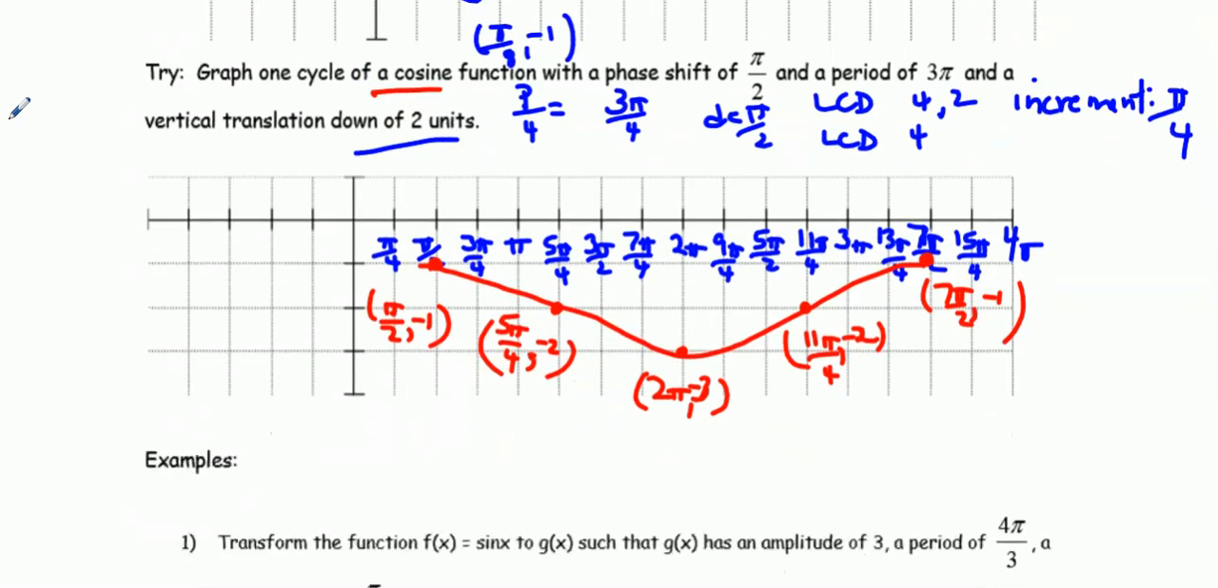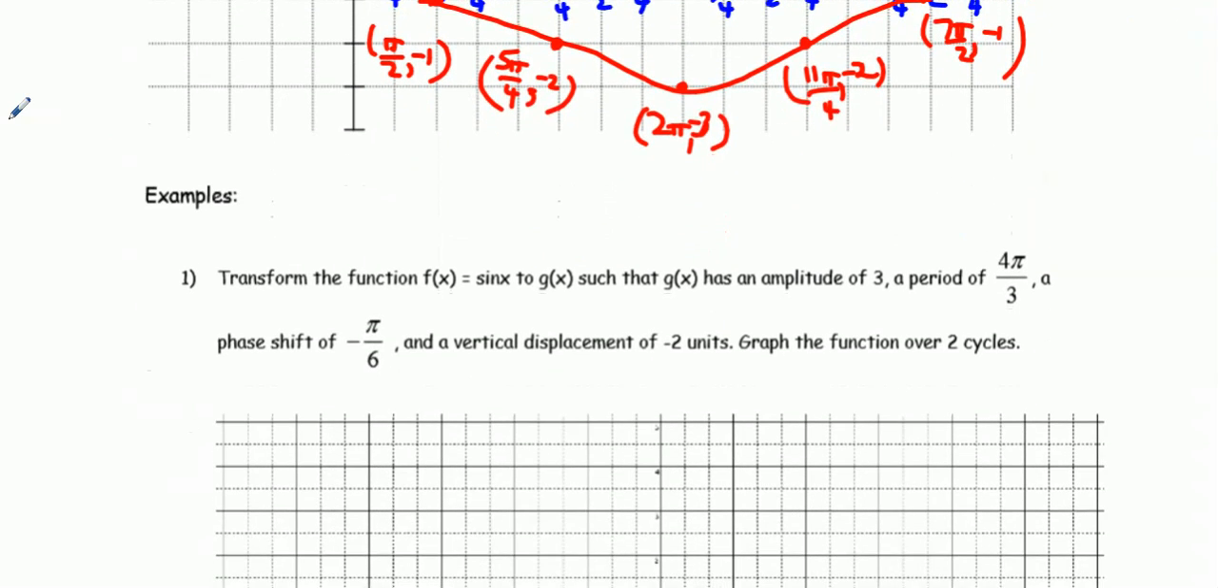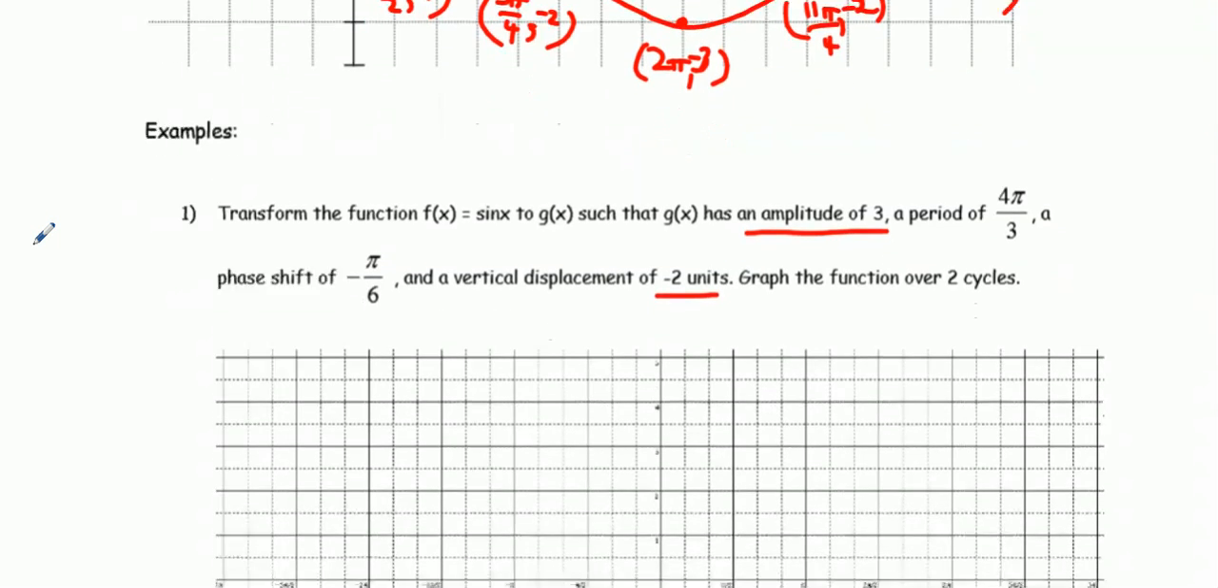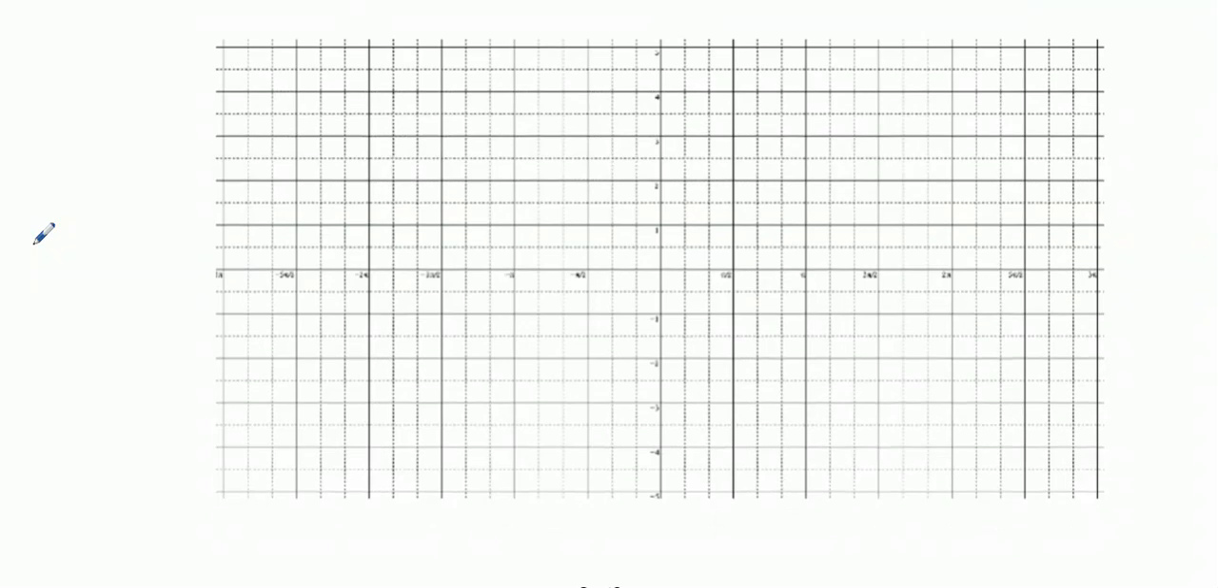Now we're going to go on to something a little more challenging. This one has an amplitude and a vertical displacement, as well as a period that has changed, it's not 2 pi, and a phase shift. So we're throwing basically everything at you in this particular question, but you're going to do it exactly the same way as we did before.